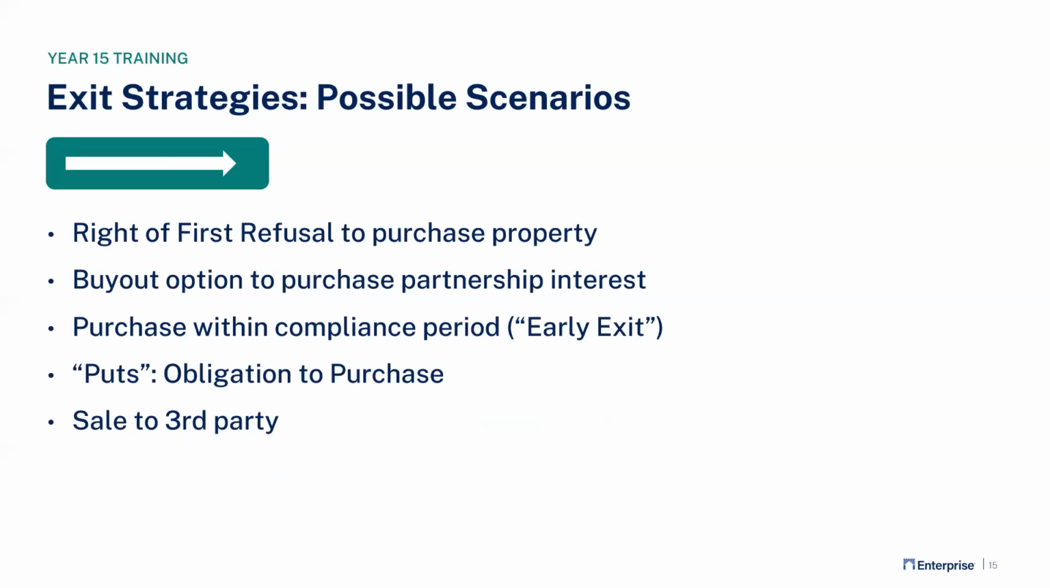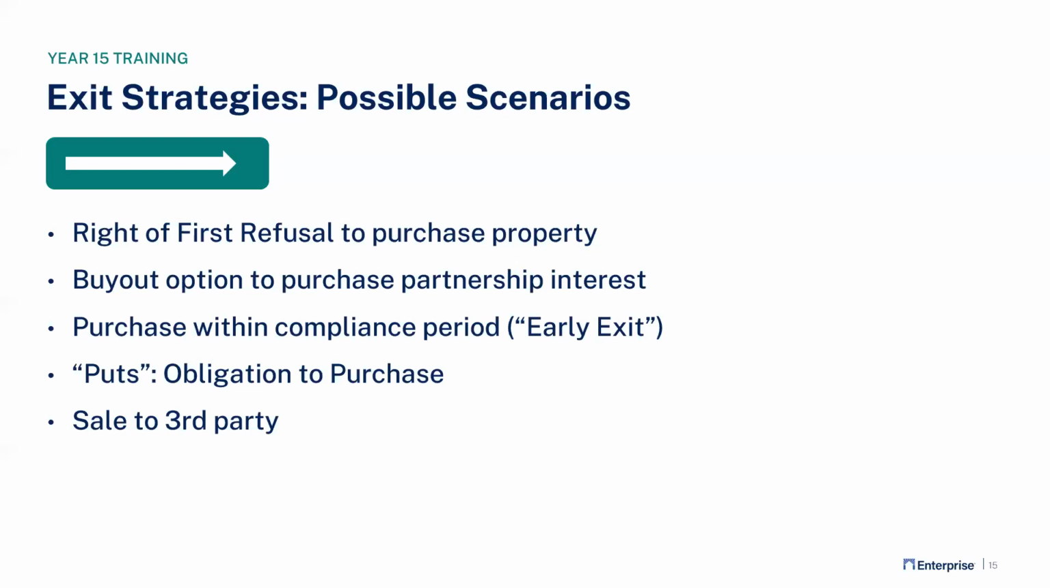Now, possible scenarios for getting a limited partner out. Two of the most frequent scenarios that we see are the right of first refusal to purchase the real estate or to purchase the property. And it's a really important distinction here. The right of first refusal is to buy the real estate, buy the property. Then there's a buyout option to acquire the limited partner interest in that partnership and property. And we're going to go through in detail in our training here on both of those scenarios because they are very relevant.